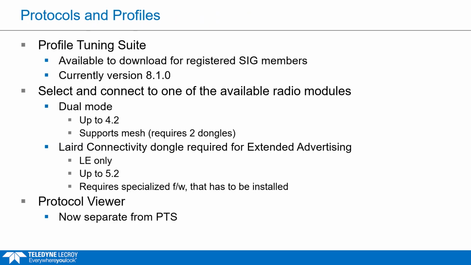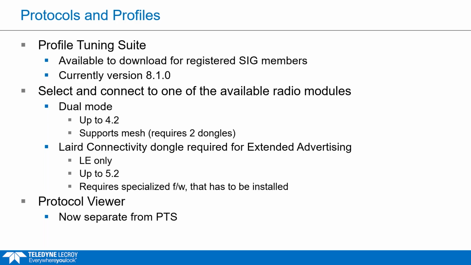So having covered the PHY and then the HCI and the link layer, just a quick brief look at the profile testing. And this time this is done using Bluetooth SIG's PTS, or Profile Tuning Suite, and that's available to registered SIG members on the website and currently at version 8.1, I think. That's used in conjunction with one of the radio modules. There's a dual mode dongle, which has been out for some time, that covers up to 4.2. It also supports mesh if you have two of the dongles.